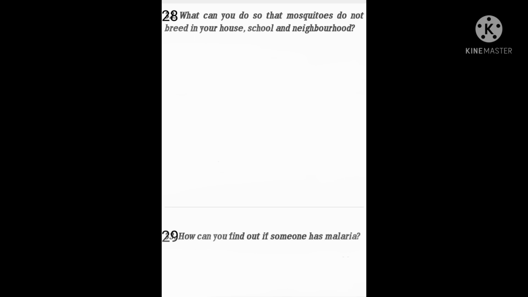Question number 29. How can you find out if someone has malaria? Answer. If malarial parasites, P-A-R-A-S-I-T-E-S, are found in the blood sample of that person, it means he or she has malaria, otherwise not. Full stop.